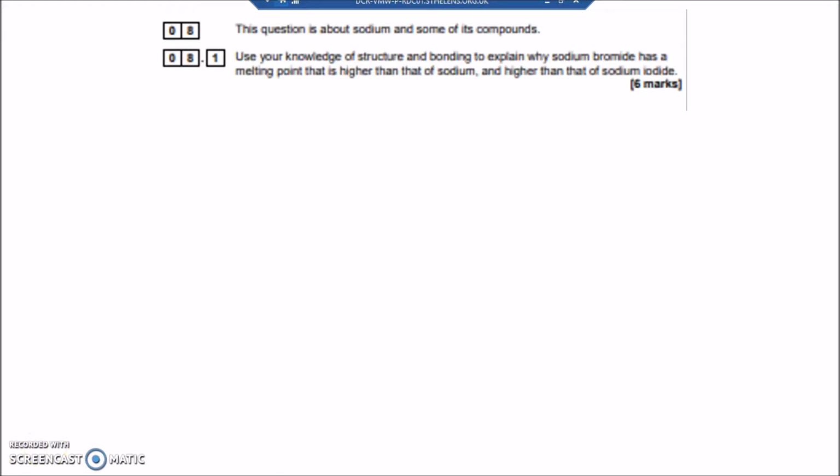Question 8. This question is about sodium and some of its compounds. Use your knowledge and structure of bonding to explain why sodium bromide has a melting point that's higher than that of sodium and also higher than that of sodium iodide. So you've got to talk about each of these in turn.